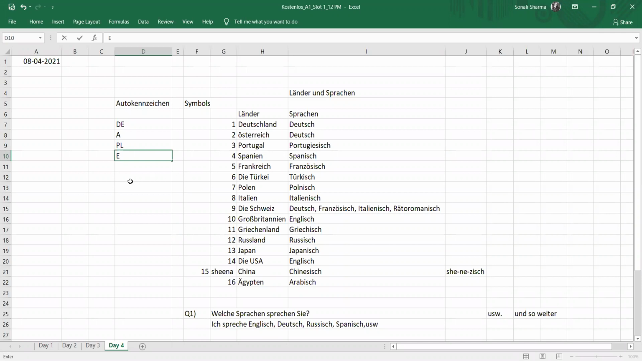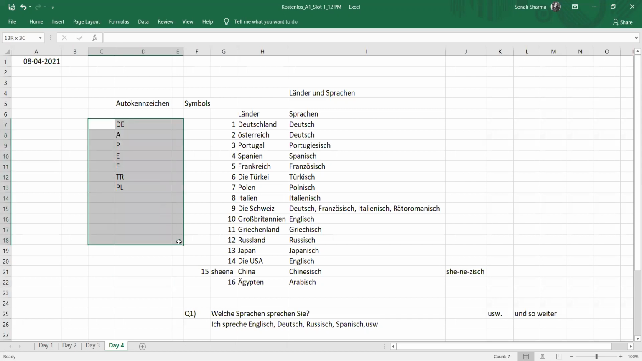Next we have Frankreich. For Frankreich, we have only F. Next is Turkey. For Turkey, we have TR. Next we have Poland, PL. So for Portugal this is P, and for Poland we have PL.